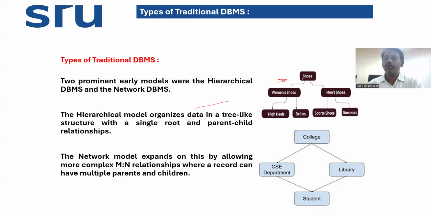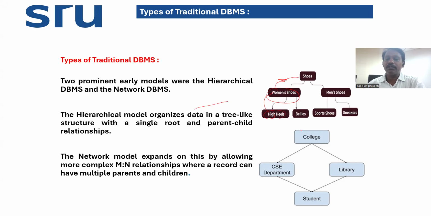Shoes is a root node which contains two child nodes, women's shoes and men's shoes. Women's shoes again contains two leaf nodes, like high heels and bellies. And in men's shoes we have sports shoes and sneakers. So one entity, this is one file. This file belongs to this one. This file belongs to this one. Okay, this is called the hierarchical architecture organization, a tree-like structure.